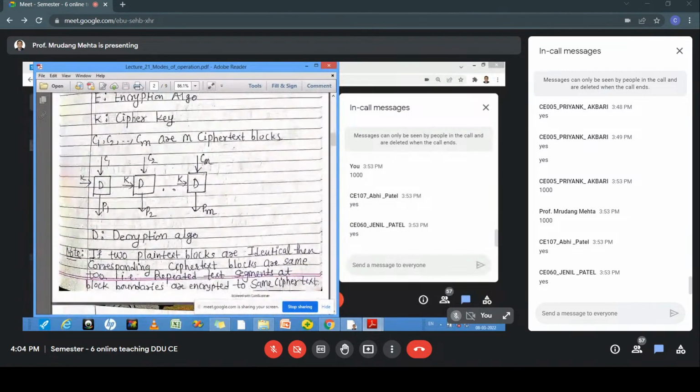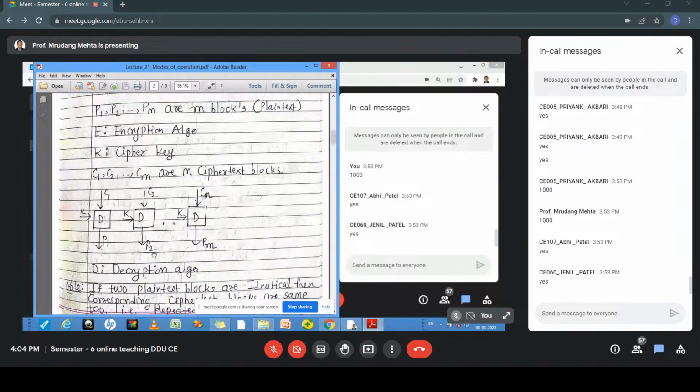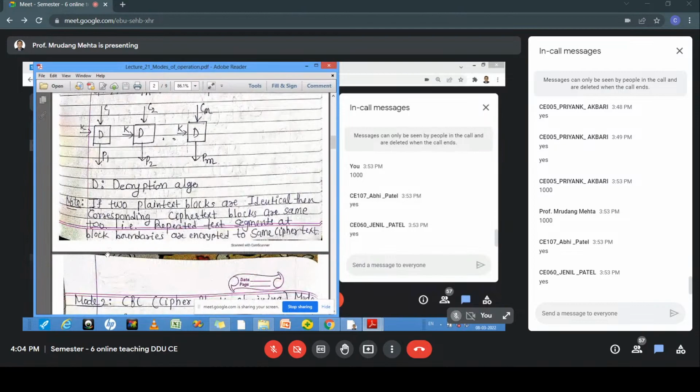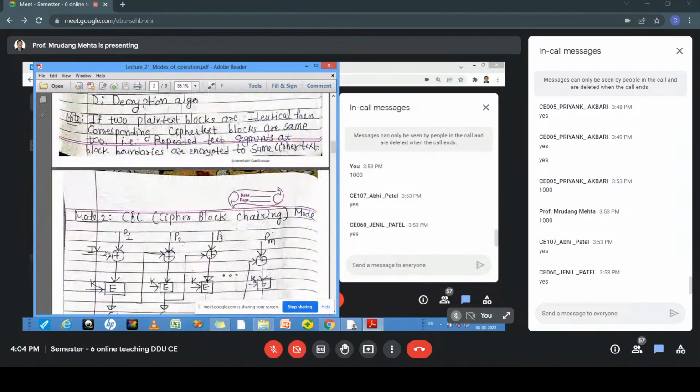So decryption is straightforward. Similar to the encryption method, we have a decryption algorithm. C1 is applied with this key and it generates P1. But the limitation, as I told you, is that if two plain text blocks are identical, then the corresponding ciphertext blocks are the same.